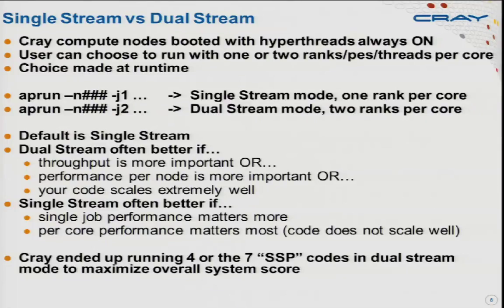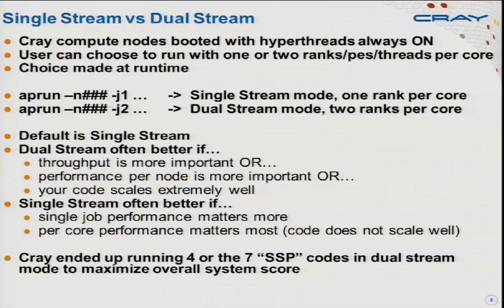He's like, I don't think more than one of the 7 will run using dual stream. And in the end, for the procurement, 4 of the 7 used dual stream mode. And that was to optimize for the SSP. I mean, that's not gaming the system. You set the rules, and this is what the rules tell you about how to run these codes.